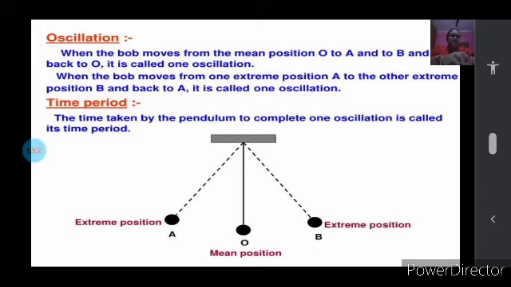Again, I repeat, what does one oscillation mean? From the mean position O to A, then again it moves back to B, and again it has to come to A. Then it crosses O and reaches A. Then we say it has completed one oscillation. This type of to and fro motion, when they observed it, is what we are using in clocks.